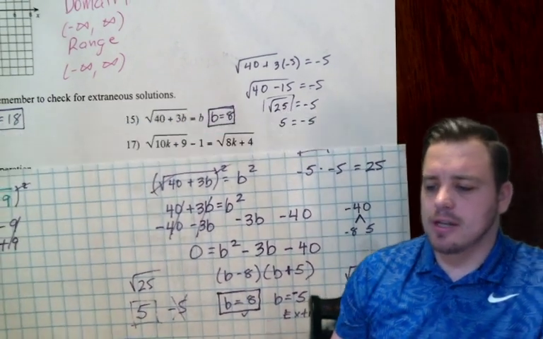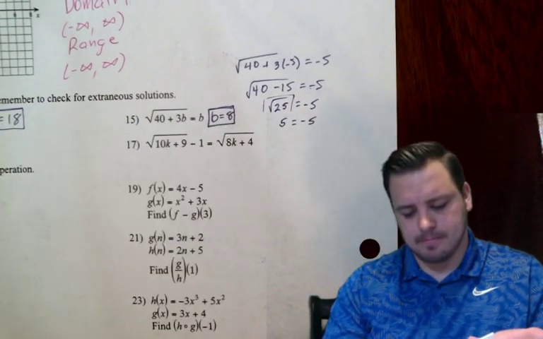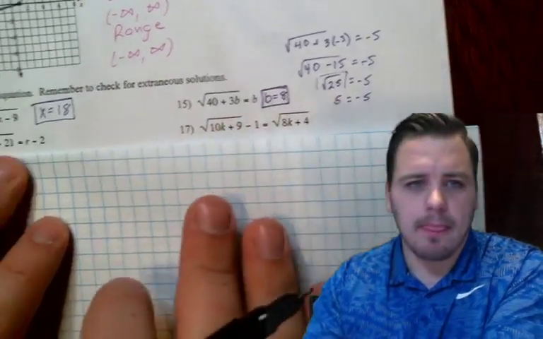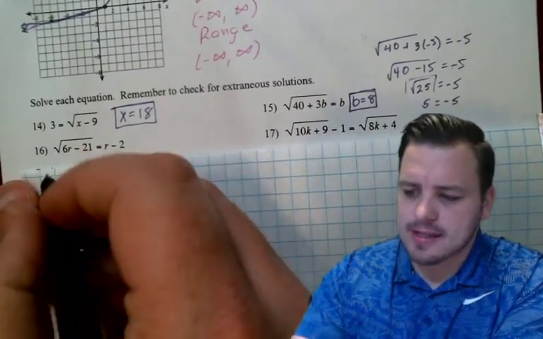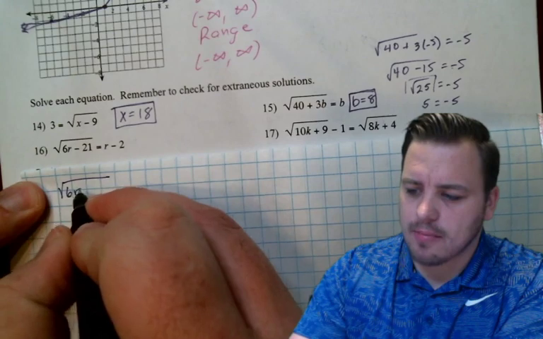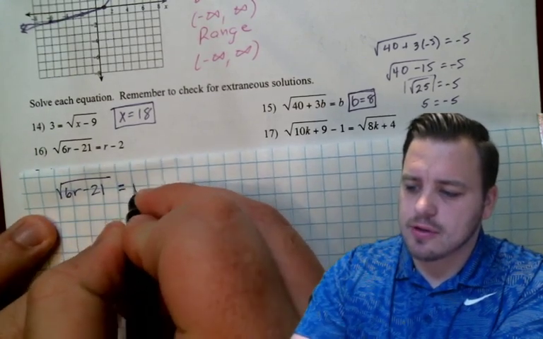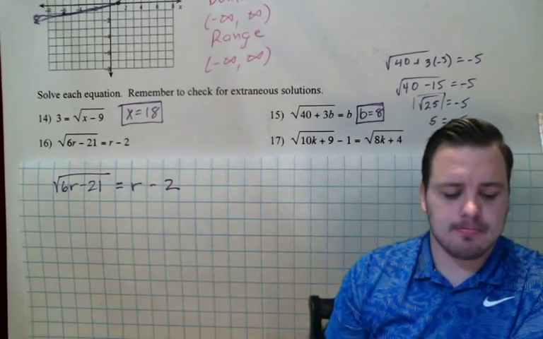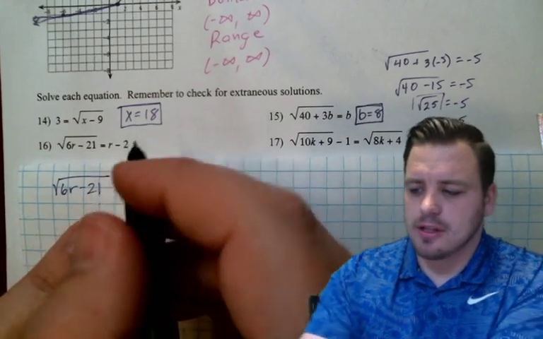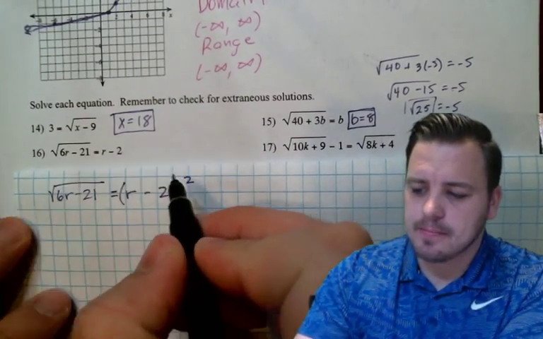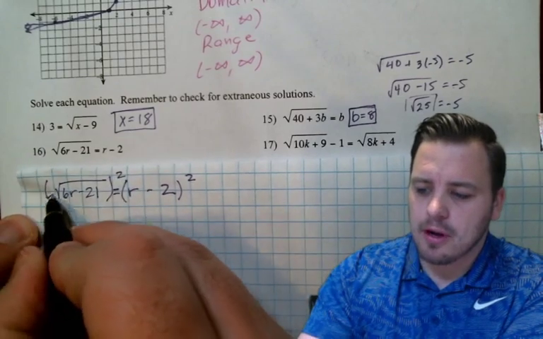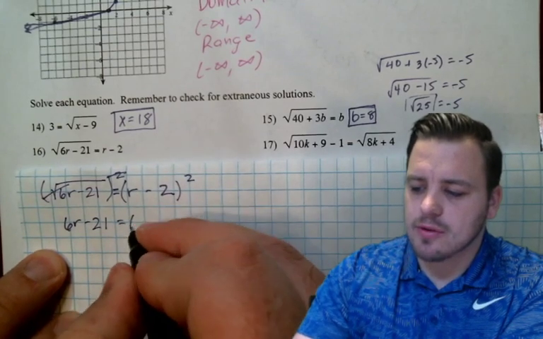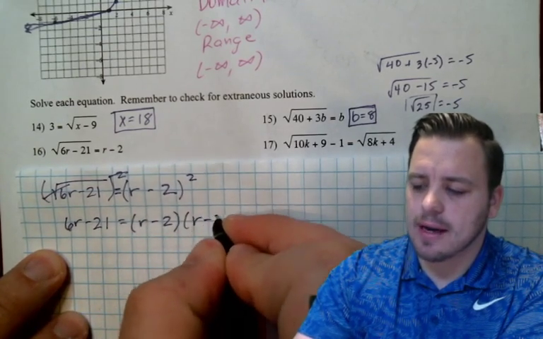Okay? All right, jumping down to number 16. Looking at 16, the square root of 6r minus 21 is equal to r minus 2. So let's square both sides. We know that cancels with that, so I got 6r minus 21 is equal to r minus 2 times r minus 2.